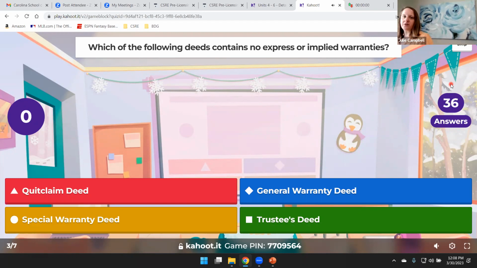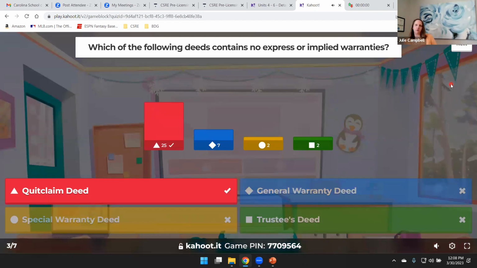Following deeds has no express or implied warranties. That's our quitclaim deed. No warranties in a quitclaim deed. A quitclaim deed says what I've got, you get. So if I've got nothing, what are you getting? Absolutely nothing. In North Carolina, we may use a quitclaim deed to fix a mistake, fix an error. If you get married or divorced and you want to add or remove your spouse, we can use a quitclaim deed. Create an easement, quitclaim deed. General warranty deeds have the most warranties. General warranty deeds have the most covenants. Questions on this one?